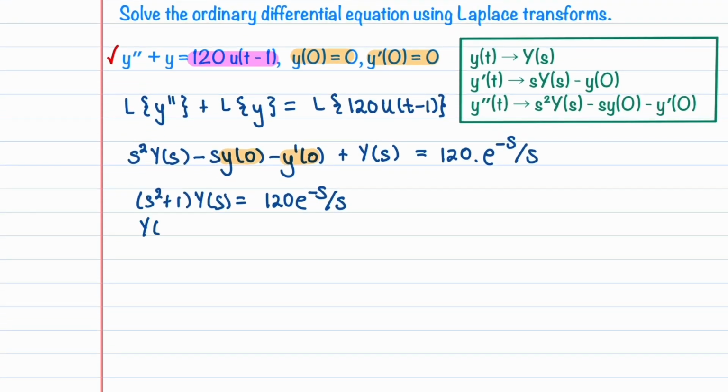Let's get capital Y of s by itself, and this gives us 120 e to the minus s all divided by s times s squared plus 1.